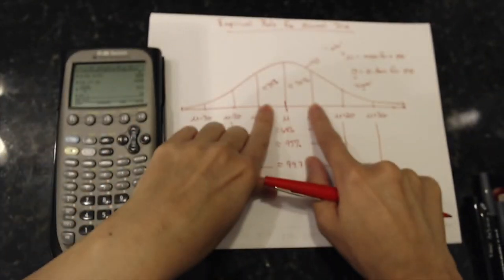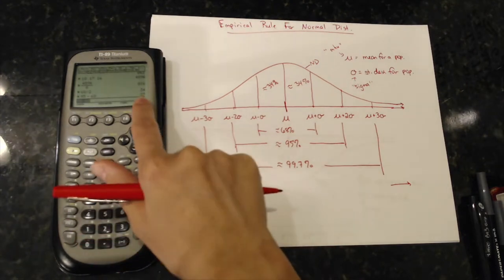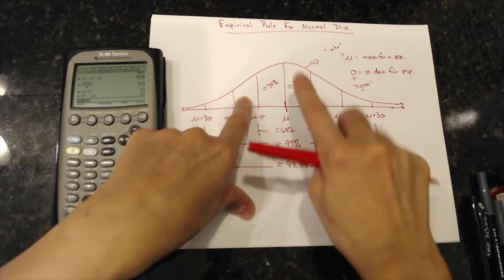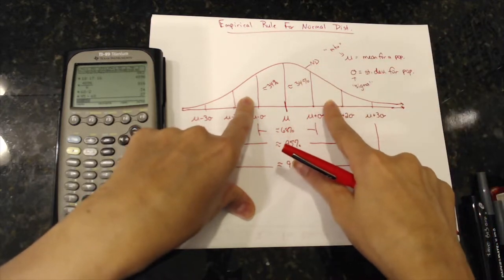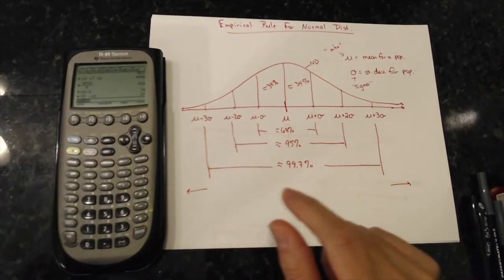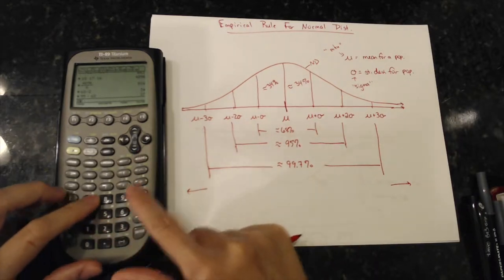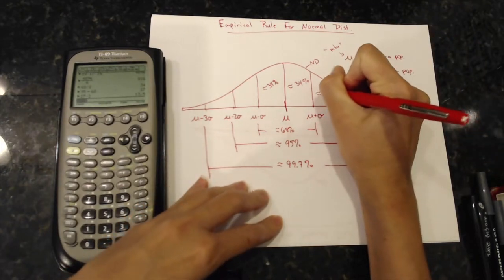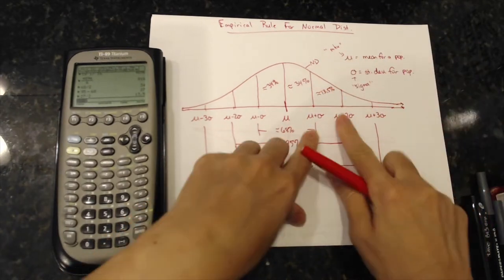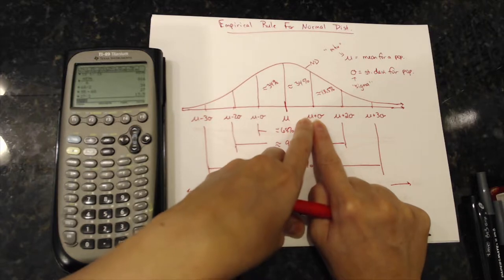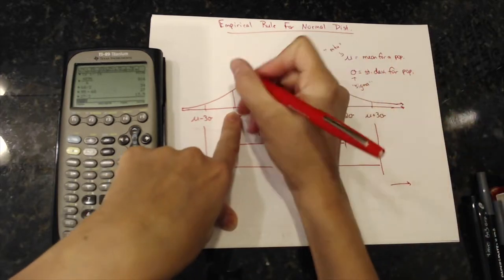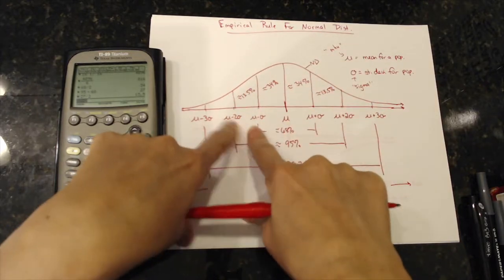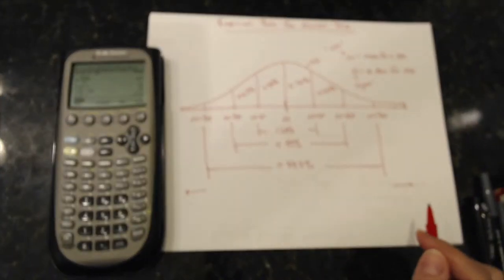I'm going to subtract the 68%, and I'm going to say I have 27% left to go here and here. Well, this is a symmetric curve, so these areas are equal. If I cut that in half, 27 divided by 2, I get 13.5. So approximately 13.5% of my data values lie between one standard deviation above the mean and two above the mean, and approximately 13.5% lie between two standard deviations below the mean and one standard deviation below the mean.